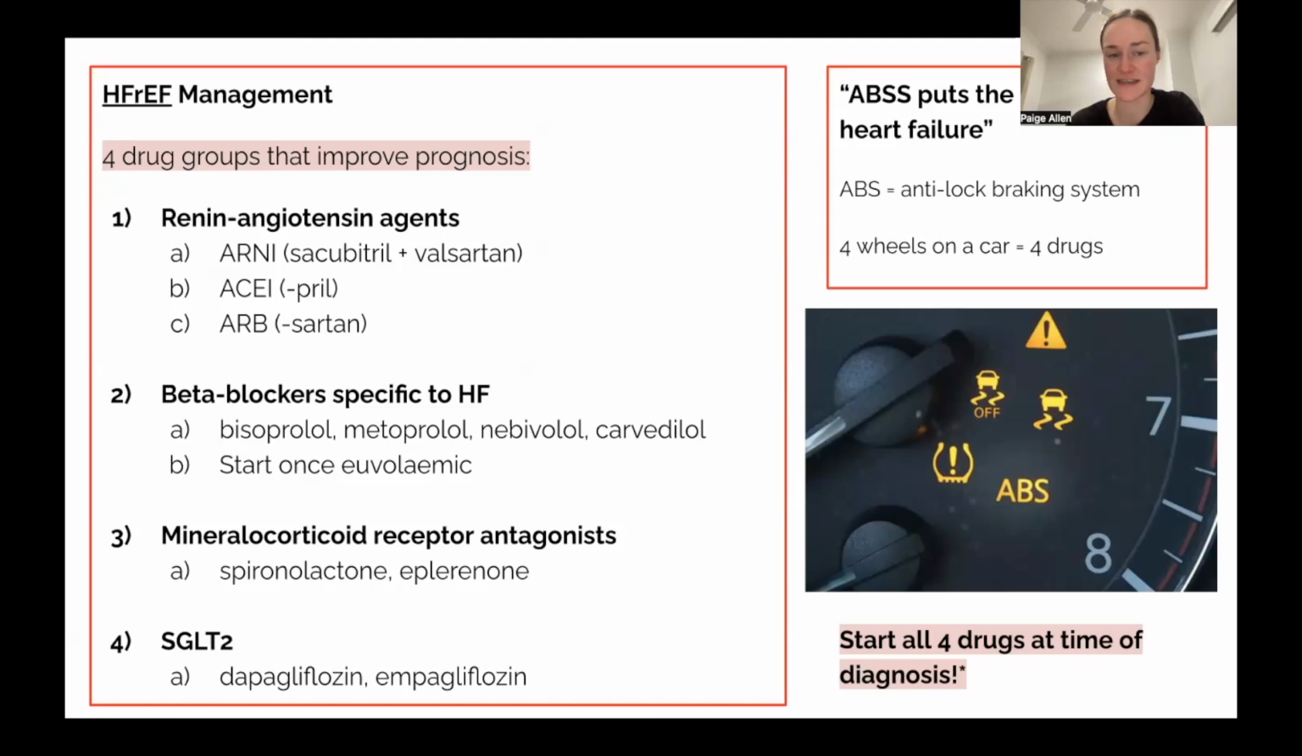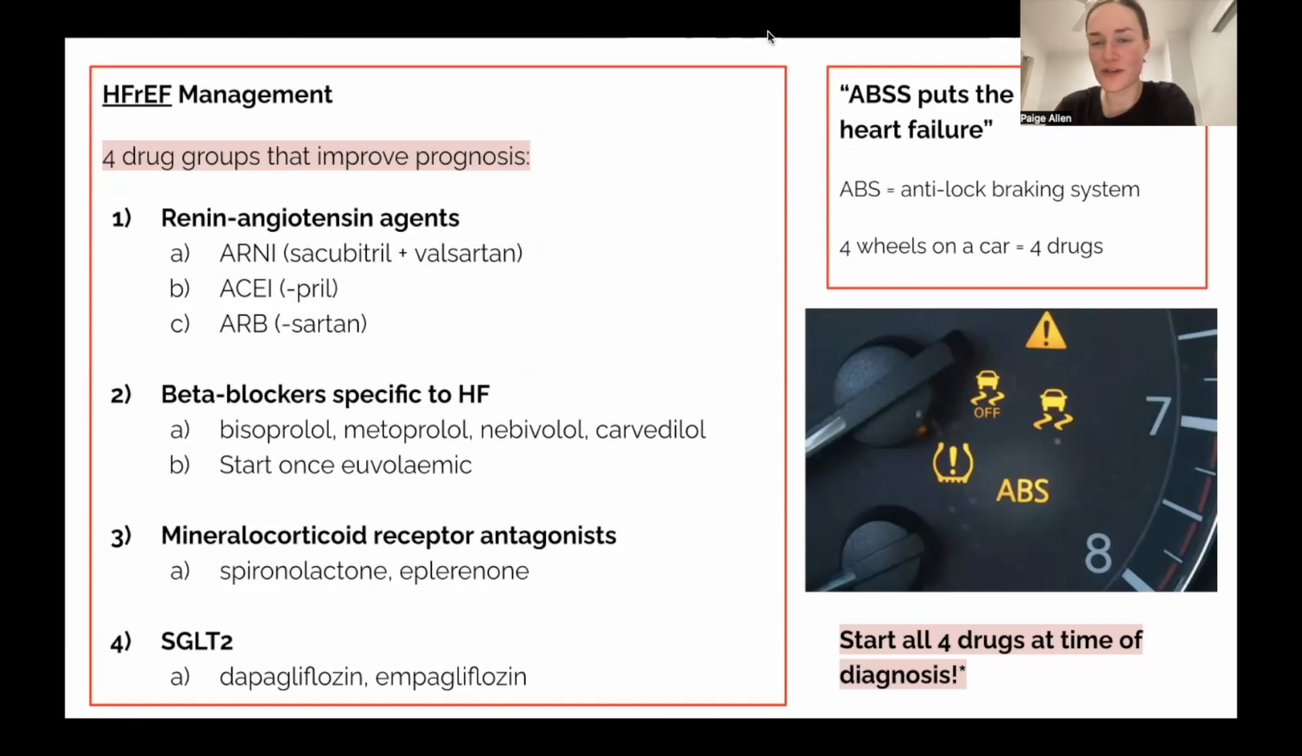So these are like your potassium-sparing diuretics. Spironolactone is the classic one. And the new addition is SGLT2s. This causes glucose passage in the urine, and then it works somewhat as a diuretic as well. So that's dapagliflozin and empagliflozin.